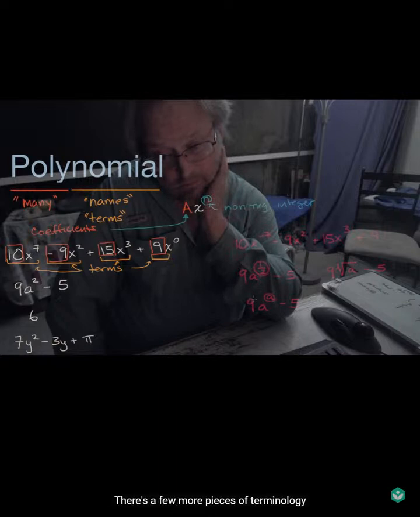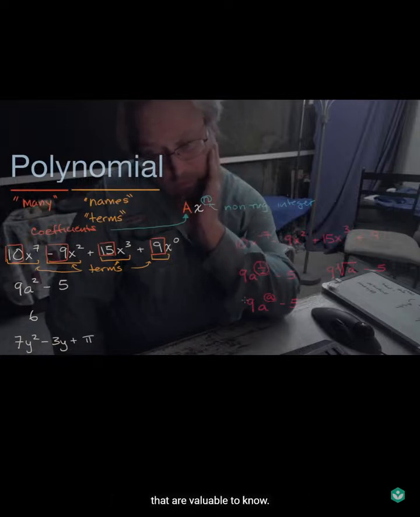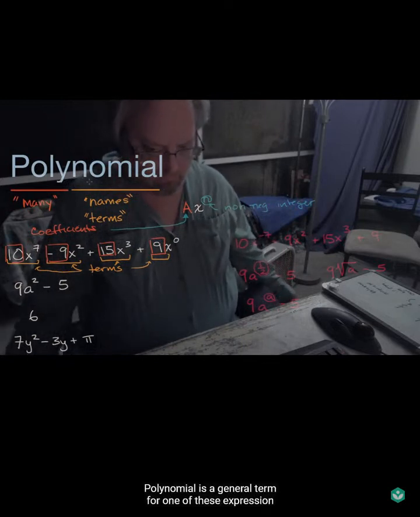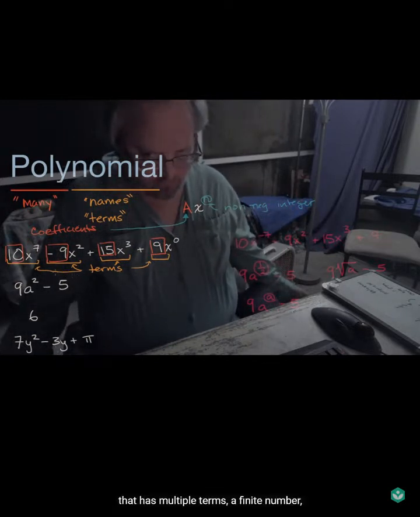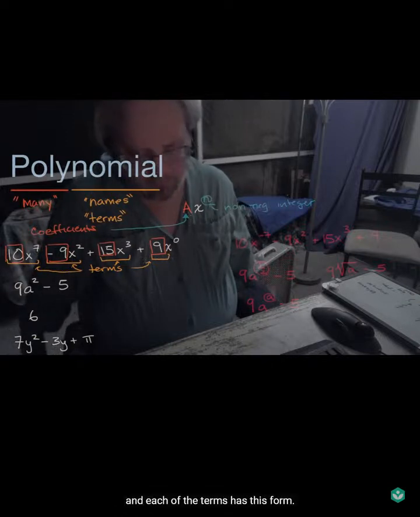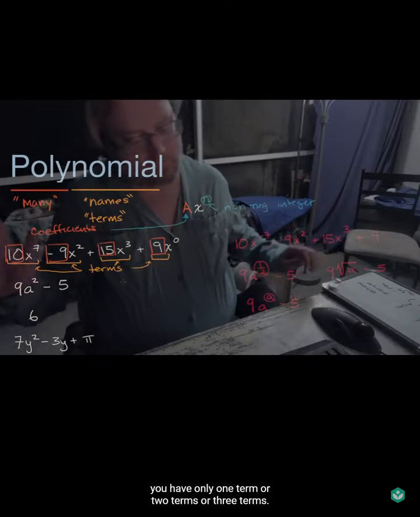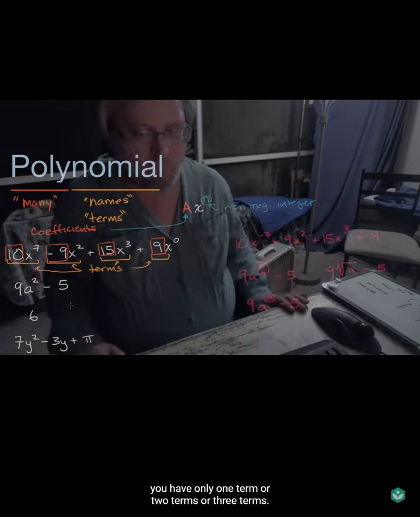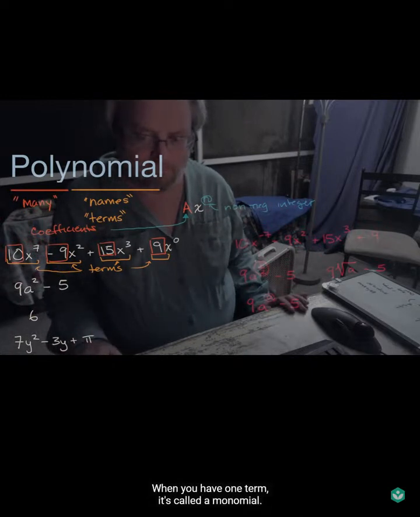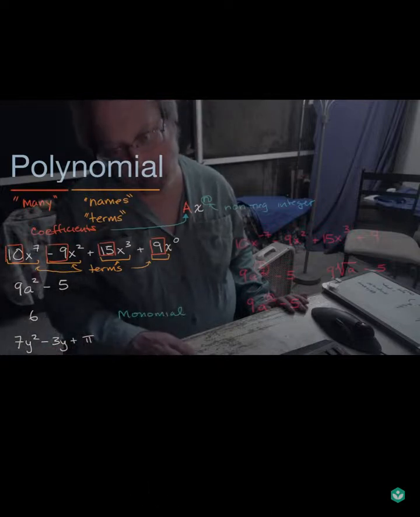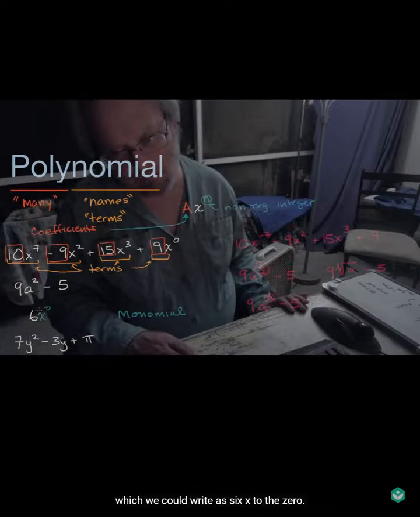So there's a few more pieces of terminology that are valuable to know. Polynomial is a general term for one of these expressions that has multiple terms, a finite number, so not an infinite number, and each of the terms has this form. But there's more specific terms for when you have only one term, or two terms, or three terms. So when you have one term, it's called a monomial. So this is a monomial, which we could write as 6x to the 0.